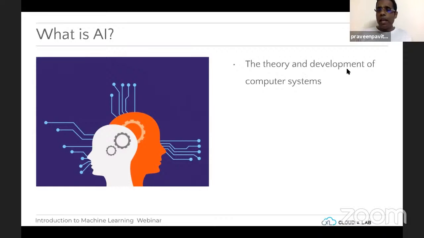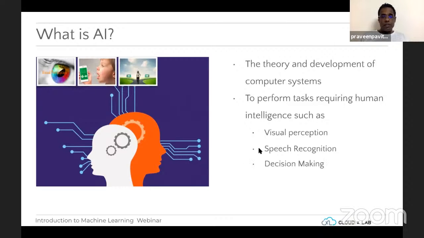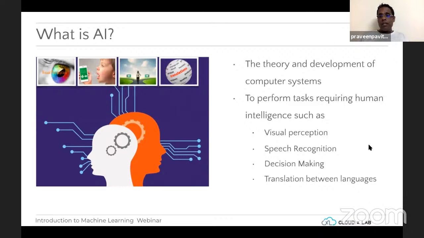So what is AI? AI is the theory and development of computer systems that perform tasks that usually require human intelligence, like visual perception, speech recognition, decision making, and translation between languages.